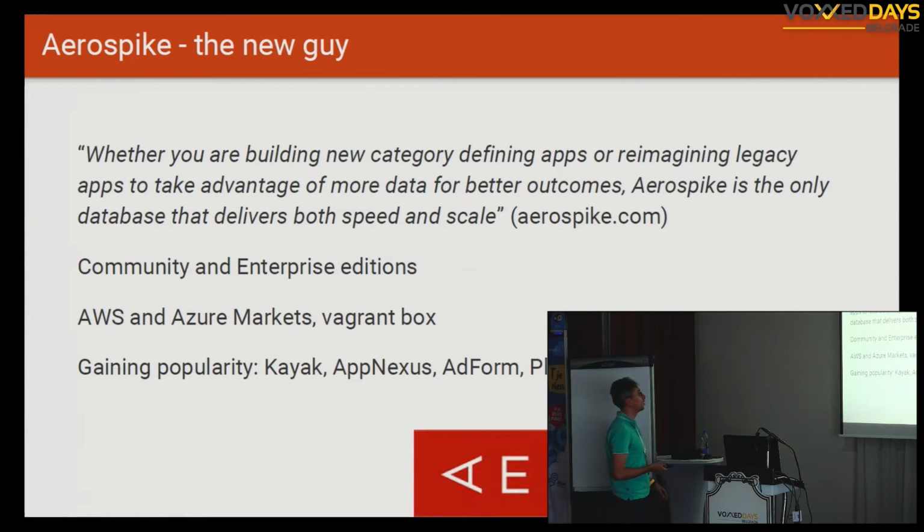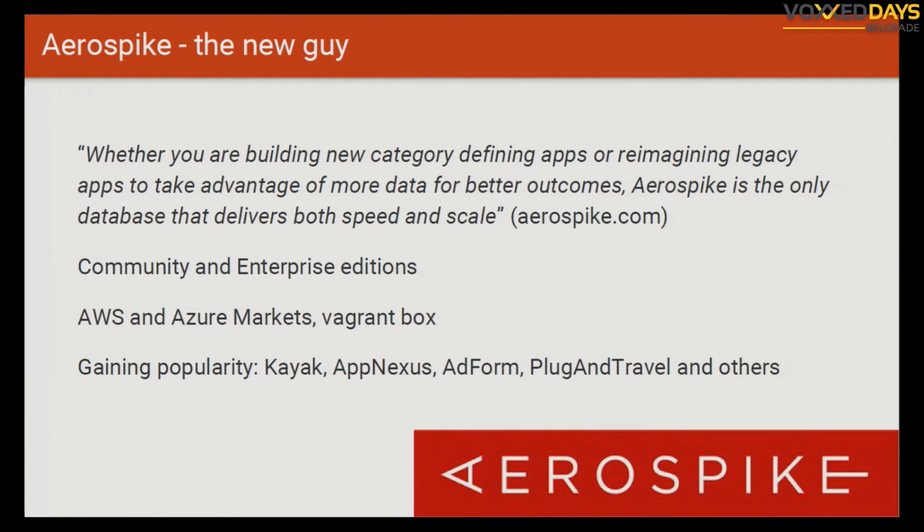Moving on to Aerospike. It was created with being both fast and scalable. This is what they are saying. And it follows a well-known pattern: it has a community and enterprise edition, and of course for the enterprise edition you need to pay, and enterprise will come with some additional things. So you're paying for something and for support also.